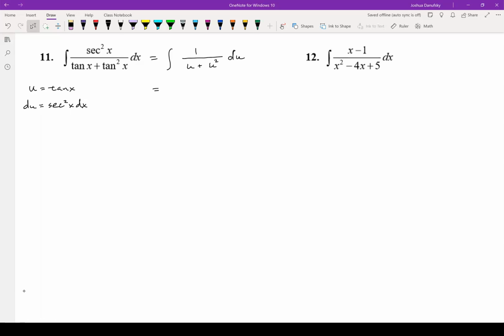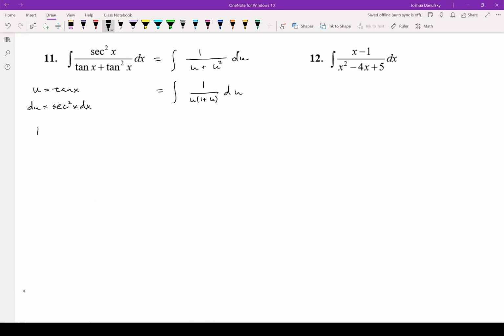We can factor the denominator like this. And now we notice that we have two linear factors in the denominator, so we'll go ahead and do partial fraction decomposition.